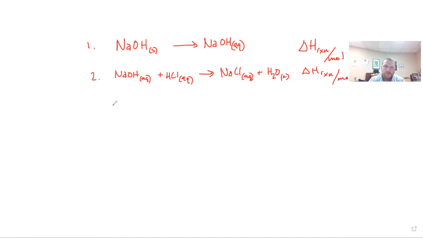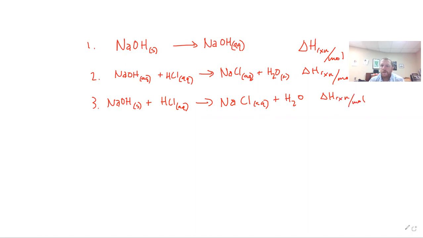And then finally, we've got reaction number 3, which is intended to be a combination of those two. We've got NaOH solid plus HCl aqueous yields NaCl aqueous plus H2O. And again, you've got delta H Rxn per mole from that. Okay, so the way that I'm going to approach this is I'm going to look back at my experiment number 8 data, and I'm going to use that to show you how to calculate this.